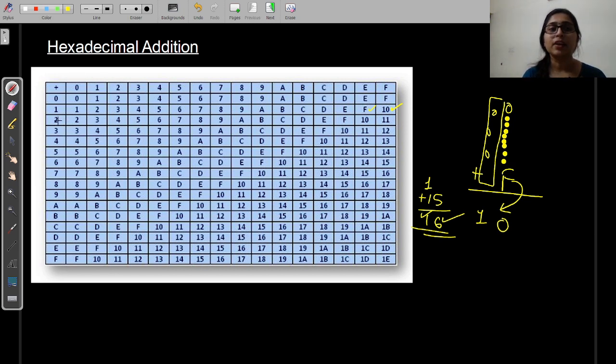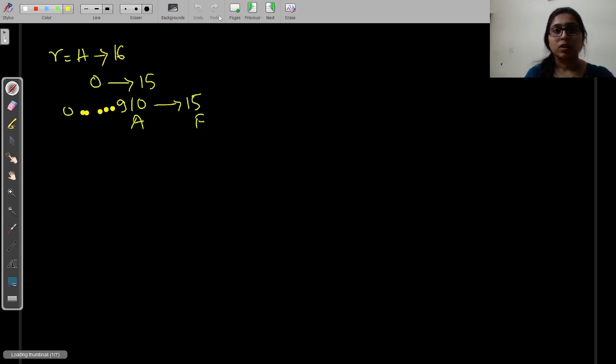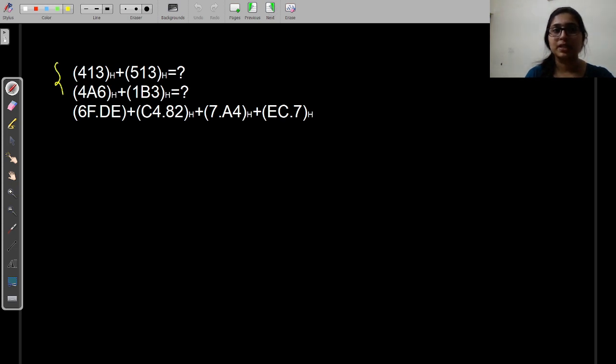Yes. Similarly, 2 plus E is again the same thing, 1, 0. After 1, 0, you will have 1, 1, which is written here. So this table shows the addition of all these numbers, but you know the rule to be followed, because I have already told you about the rule. Next, we will take some examples and try to solve them. I will tell you the techniques used to solve hexadecimal addition.